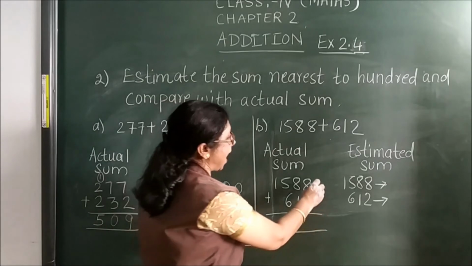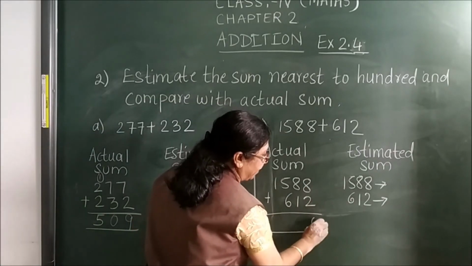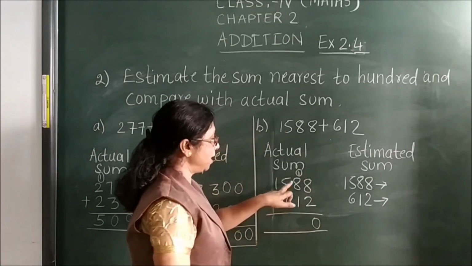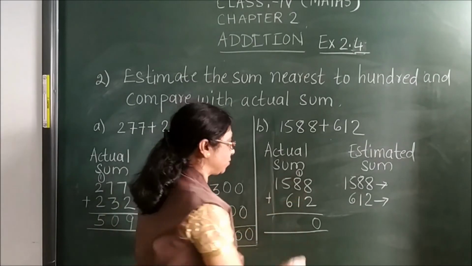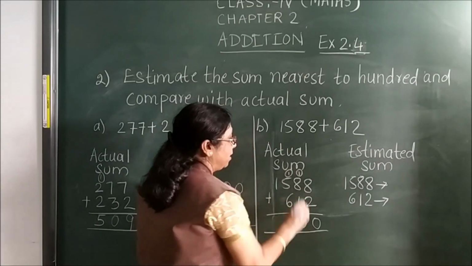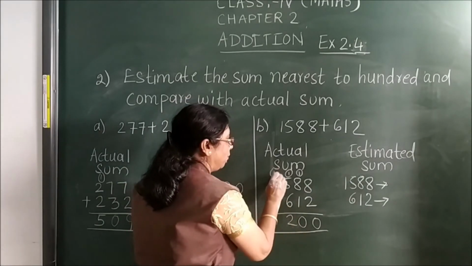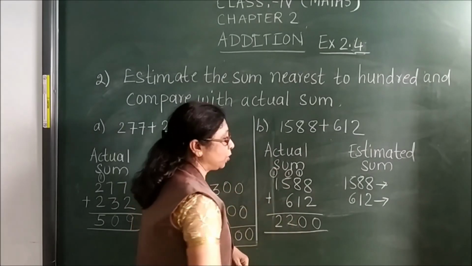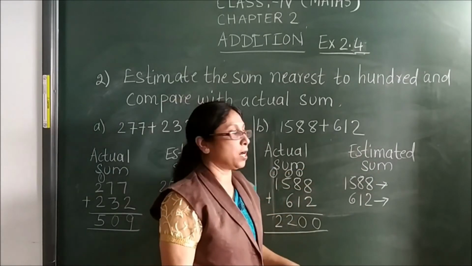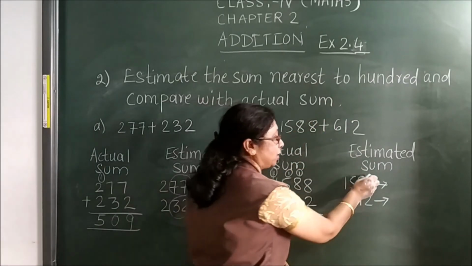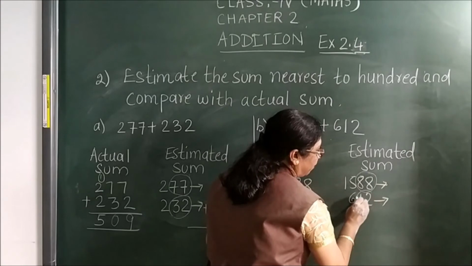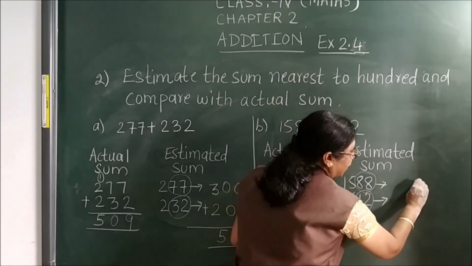Actual sum, add 8 plus 2, 10, carry 1, 8 plus 1, 9, 9 plus 1, 10, then 6 plus 5, 11, 11 plus 1, 12, 1 plus 1, 2. Okay, now go for estimated part. Here 100, so again you will circle 2 digit. In both the numbers, add 2 zeros.